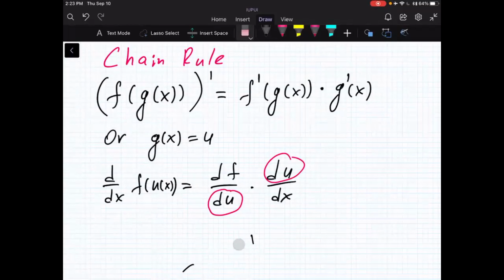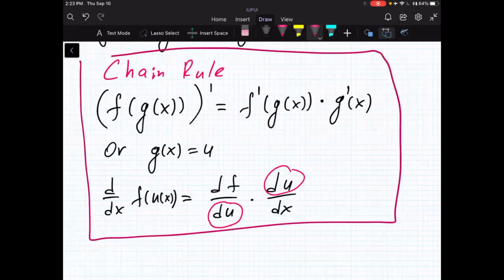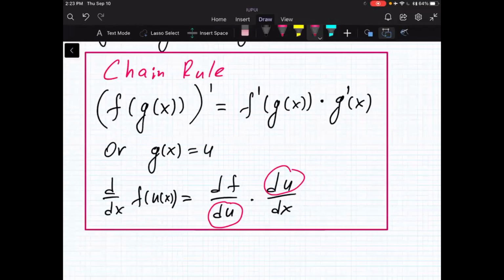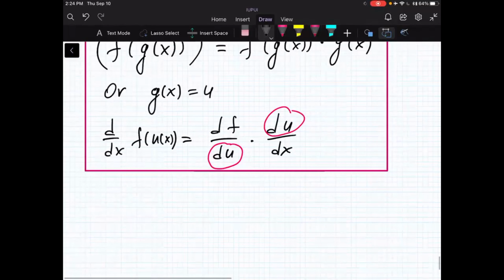Okay, maybe it looks complicated again at first glance, but again, it's just time and experience when you'll get used to that. So let's prove it, and you will see.